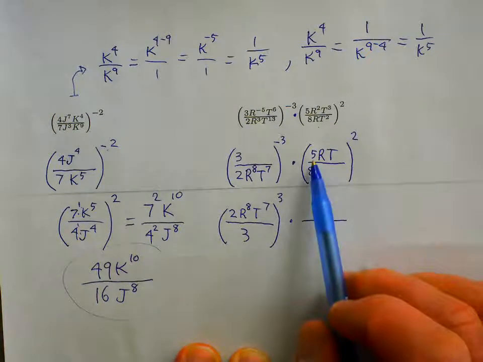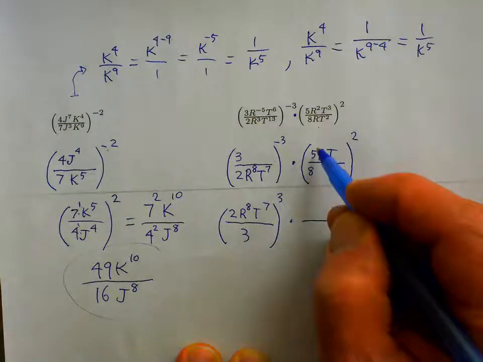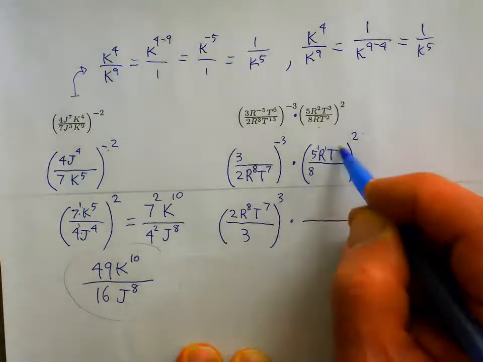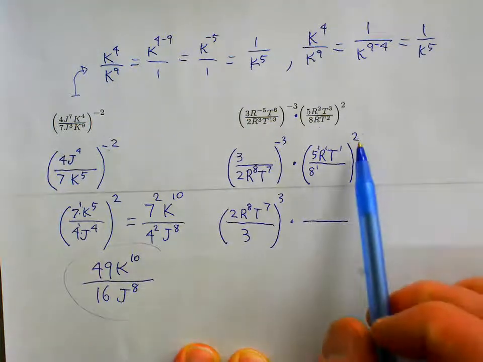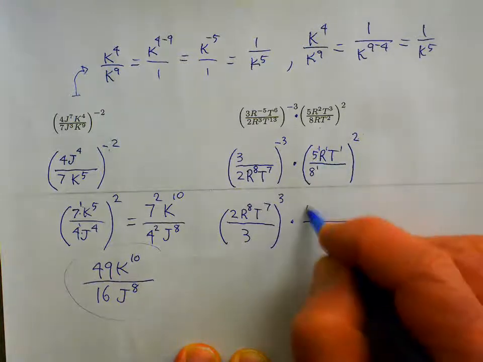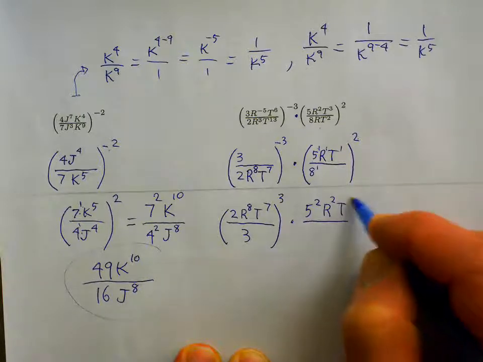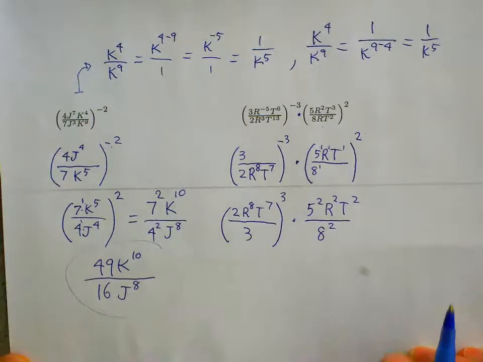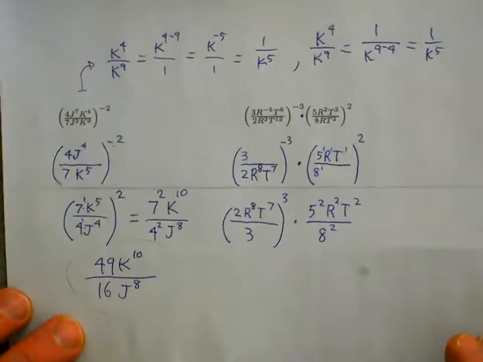So in the numerator, we're going to get 5 to the 2nd. Remember what we're doing. We're multiplying the outer exponent times each of the exponents of the factors in the numerator and denominator. So the exponent 2 times the exponent 1 is 2, so we get 5 to the 2nd times r to the 2nd times t to the 2nd, and in the denominator we get 8 to the 2nd. Okay, we're getting there. We're a couple of steps away.